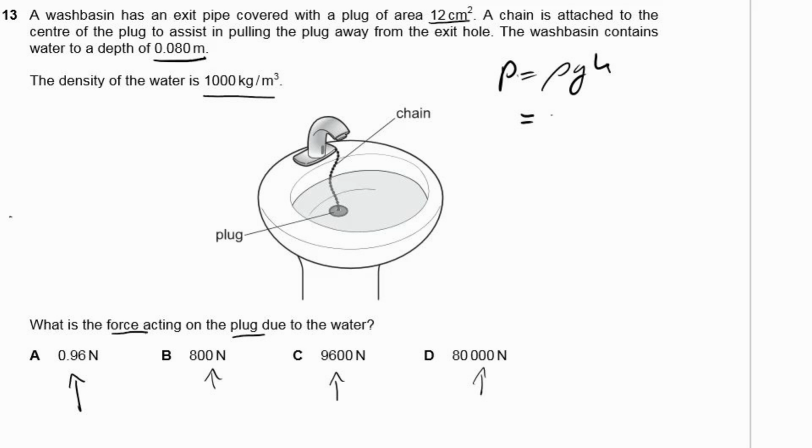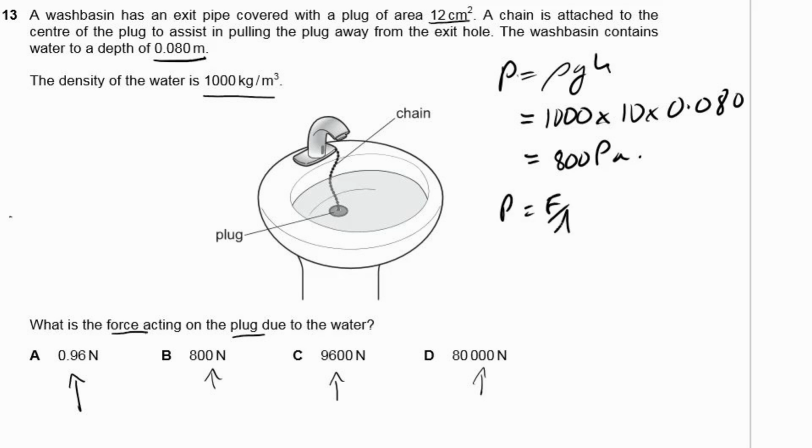Okay, so the density is 1,000. I won't bother putting in the units at this point. Times gravity, which is 10, times height, 0.080 meters. And that will give us a value of 800 pascals. Now, normally we've got pressure equals force over area when we're dealing with something that's a solid. In this case, we've got the area. So what we're going to do is change that. That gives us force equals pressure times area.